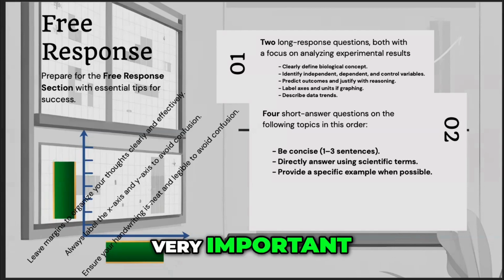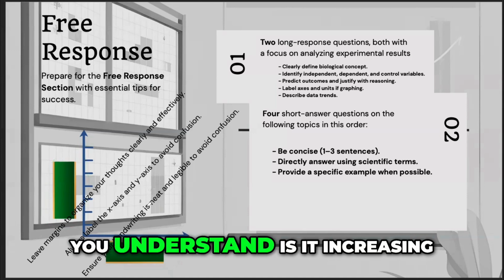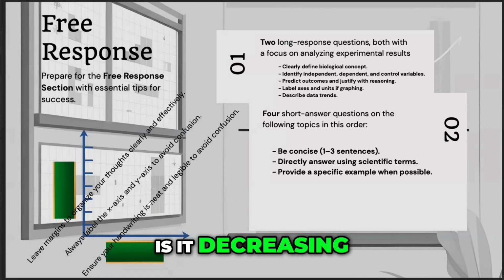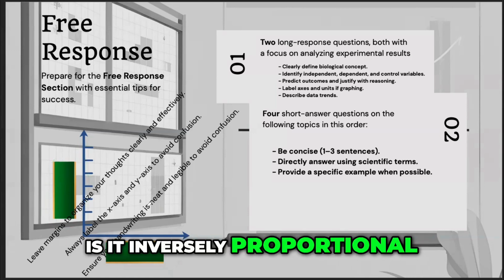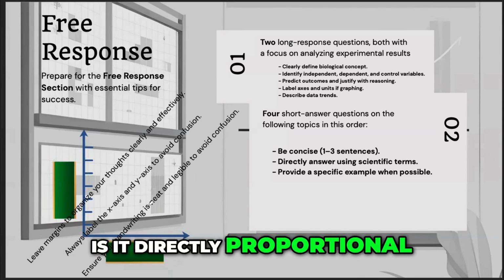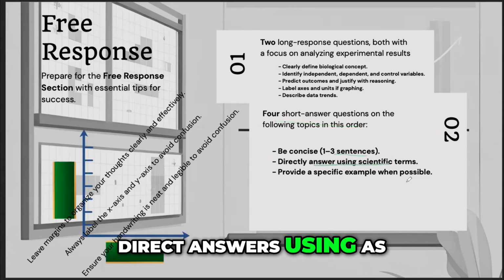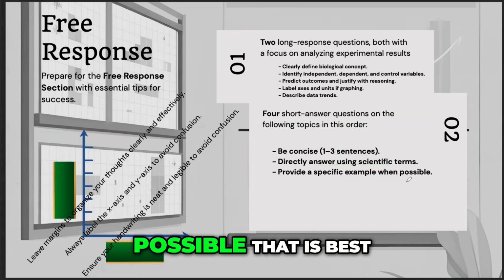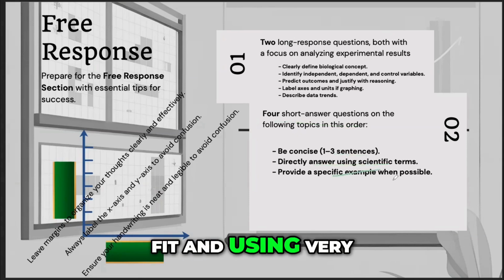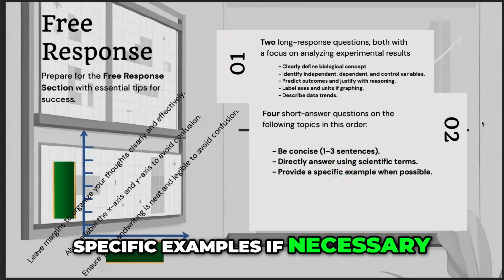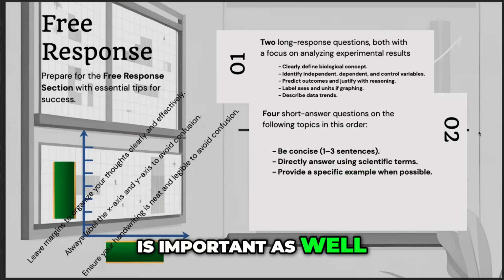Describing data trends is very important. So making sure that if you are given some sort of experiment, you understand, is it increasing? Is it decreasing? Is it inversely proportional? Is it directly proportional? For the short answers, make sure that you give concise, direct answers using as many scientific terms as possible that best fit, and using very specific examples if necessary is important as well.